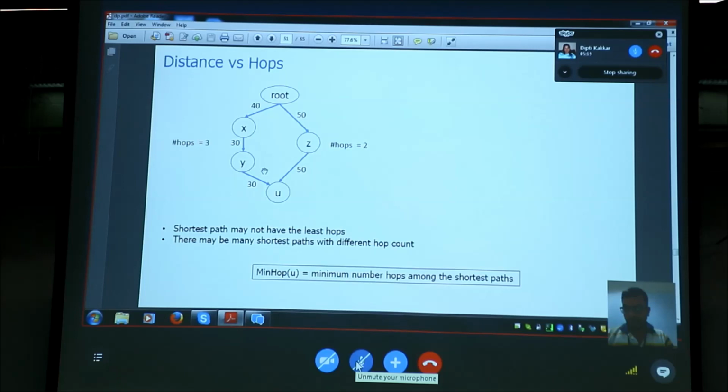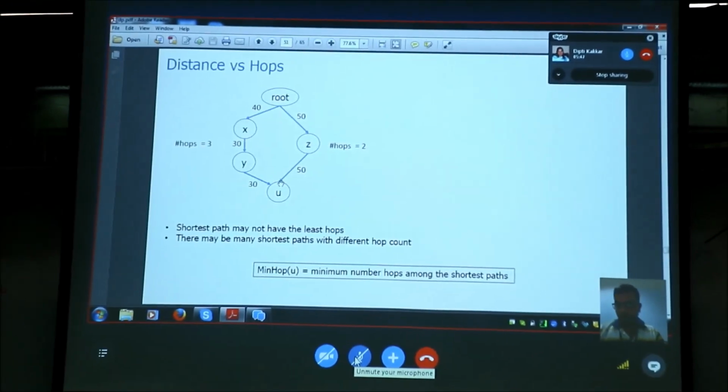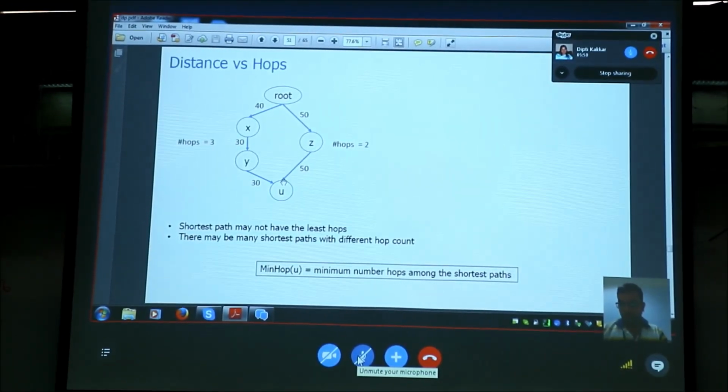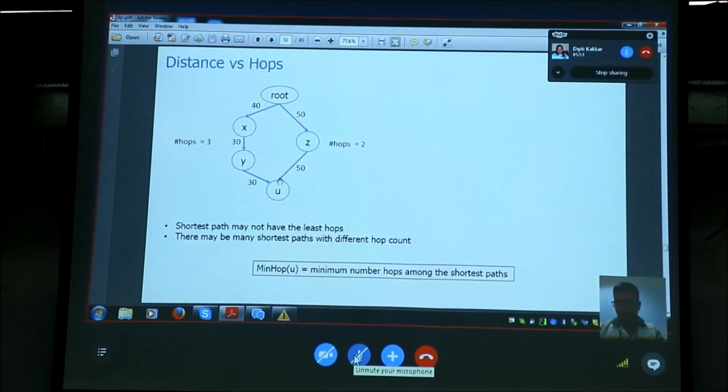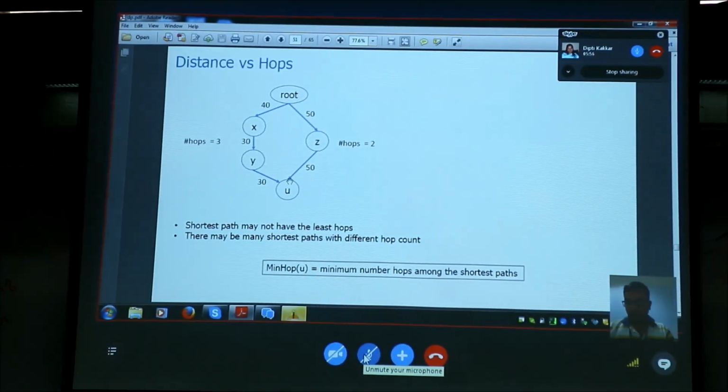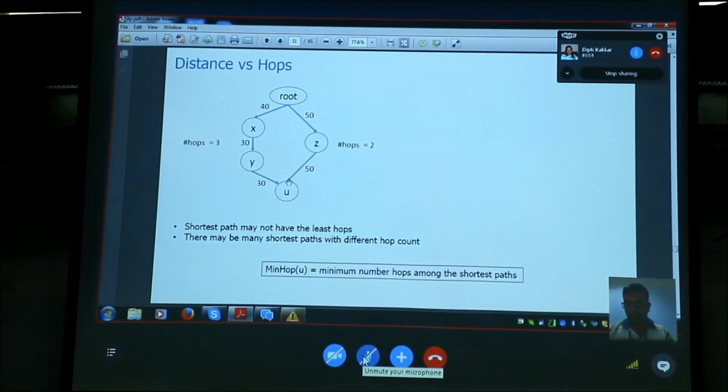Now, there may be multiple shortest paths possible from the root to U. Now, among these, right, if you look at these different shortest paths, each one will have its own hop count, right? So for example, let's say that 100 is the shortest distance possible from root to U. We have shown 2 paths here, right? Both of them are of distance 100, fine, but one has 3 hops, another has 2 hops. What is the minimum number of hops that you can do with the shortest distance? Among all the paths that have the shortest distance, what is the minimum number of hops, right? So in this case, 2. So let's call this the min hop of U or the hop count, something like that, right?